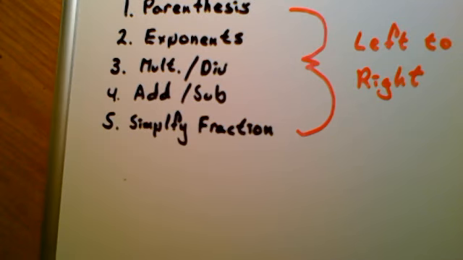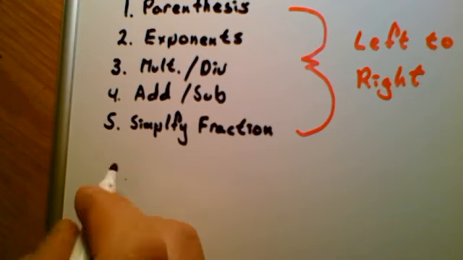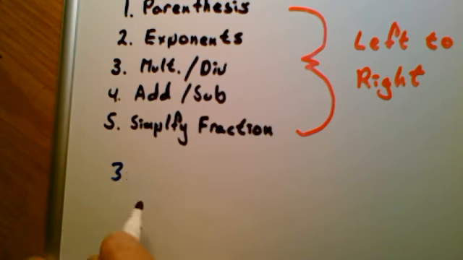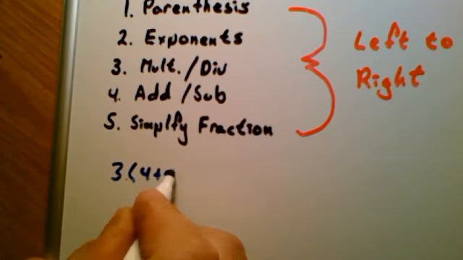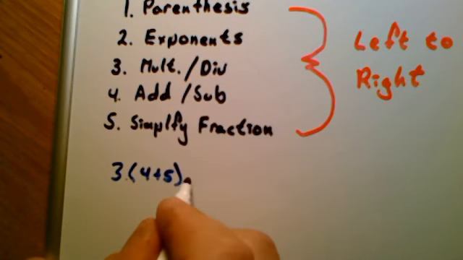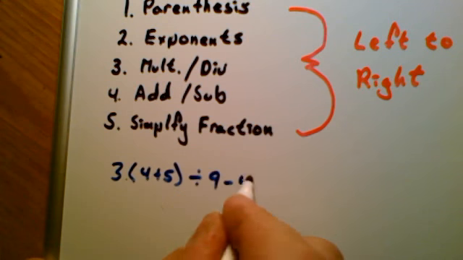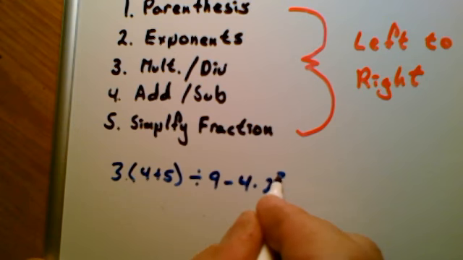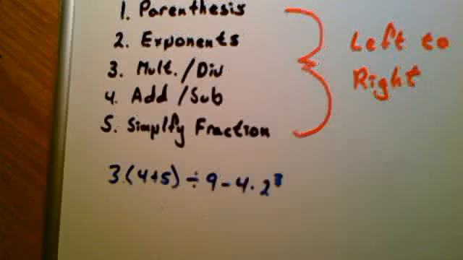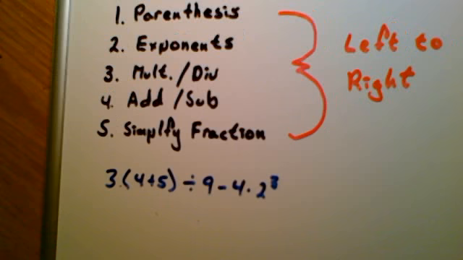The next problem is 3 times the quantity 4 plus 5, so that's in parentheses, 4 plus 5, divided by 9, minus 4 times 2 cubed, or to the third power. So let's follow the order of operations in this problem.